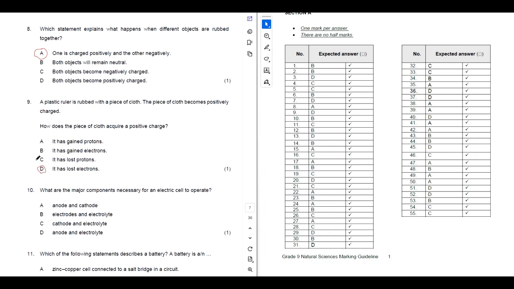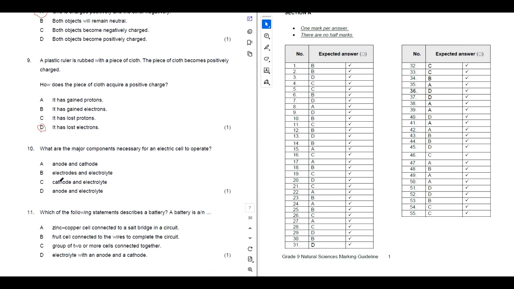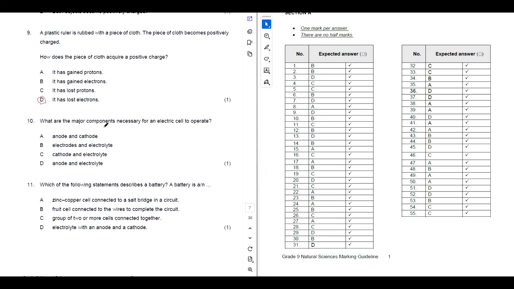Okay, then next we will move to question 10. Question 10 says, what are the major components necessary for an electric cell to operate? So the major components necessary are electrodes and electrolyte. So the correct answer will be B.